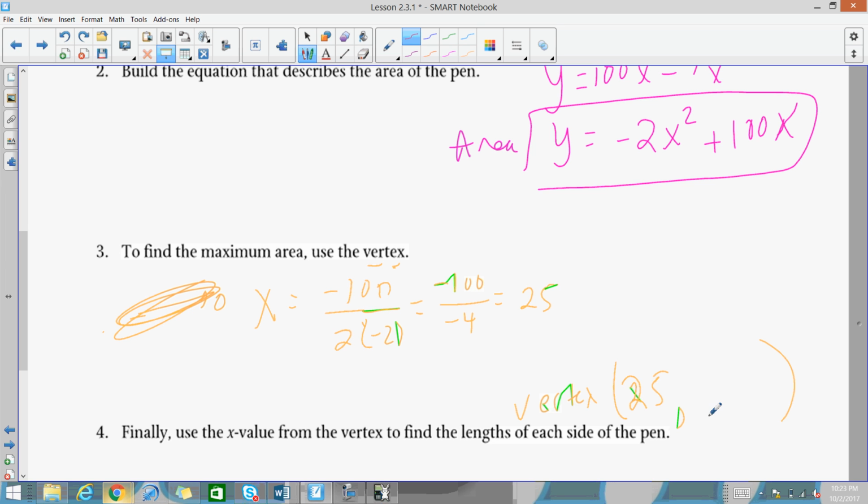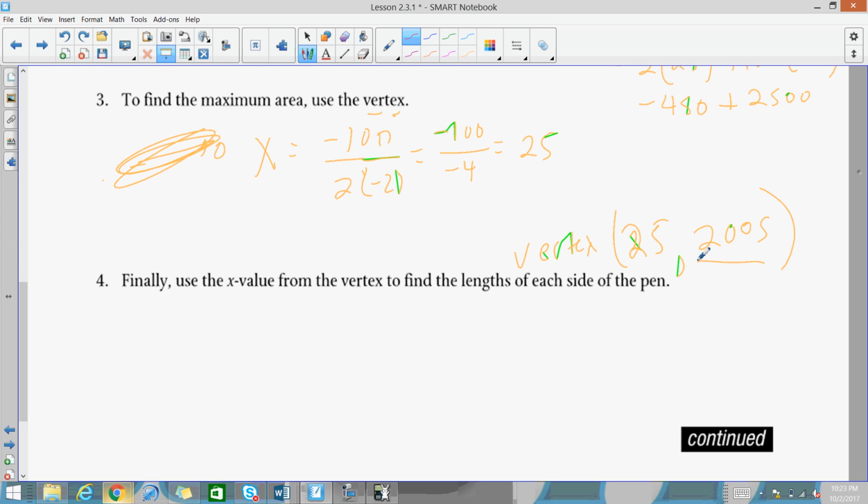Now, how do you find the y value of your vertex? Because that's going to be your maximum. You substitute it in. So we're going to go negative 2 times 25 squared plus 100 times 25. So 25 squared is 225. 225 times negative 2 is going to be 450. And then 100 times 25 is 2500. So negative 450 plus 2500 is 2005.